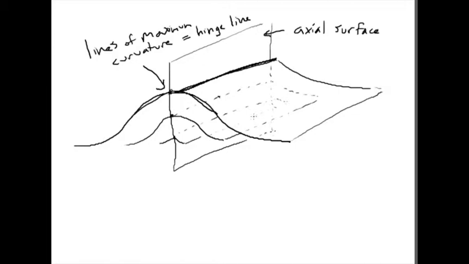So we can also call the center near the hinge of a fold the core, and we call the sides limbs. So there's a limb over there, and there's a limb over here.